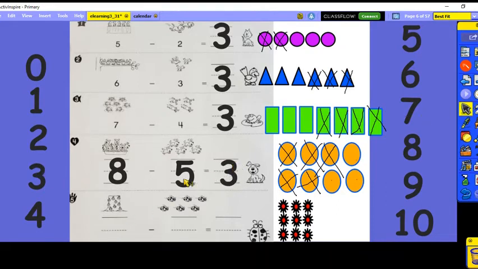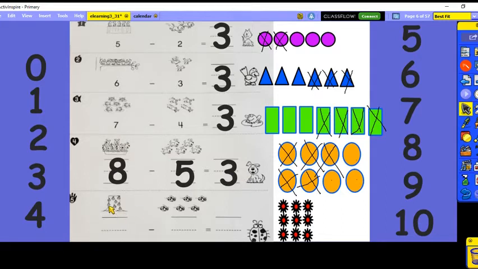8 minus 5 equals 3. Okay, and for our last one, remember when we subtract, our answer gets smaller, and the answer when we subtract is called the difference.